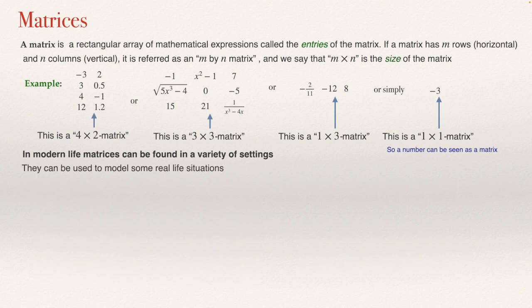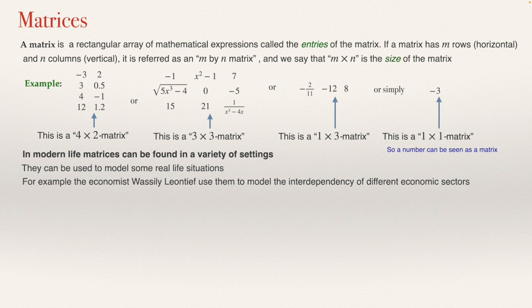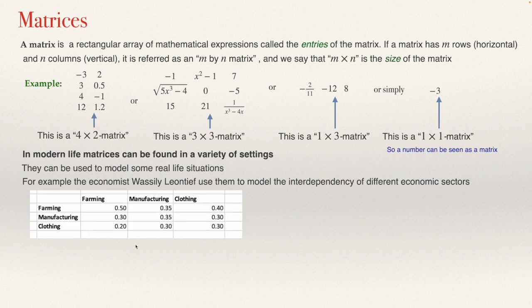This is another example of matrix. Matrices can also be used to model some real-life situations. For example, the economist Wassily Leontief used them to model the interdependency of different economic sectors. If we see this matrix here, for example, think of a small town that has only 3 economic sectors: farming, manufacturing, and clothing. So we use columns to represent these sectors and also the rows.